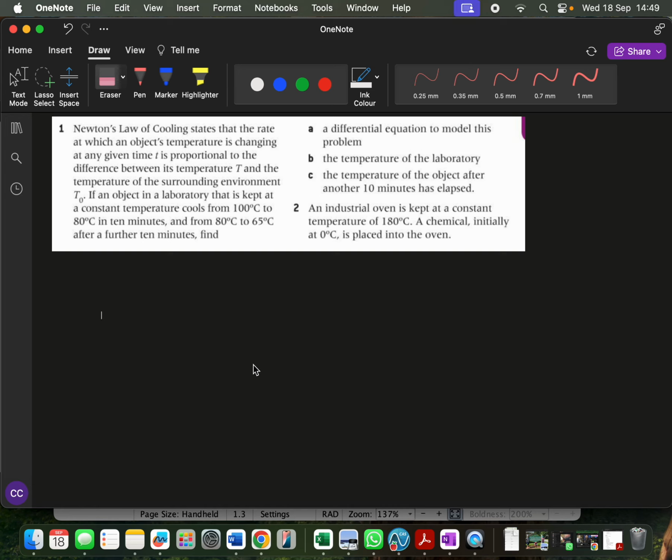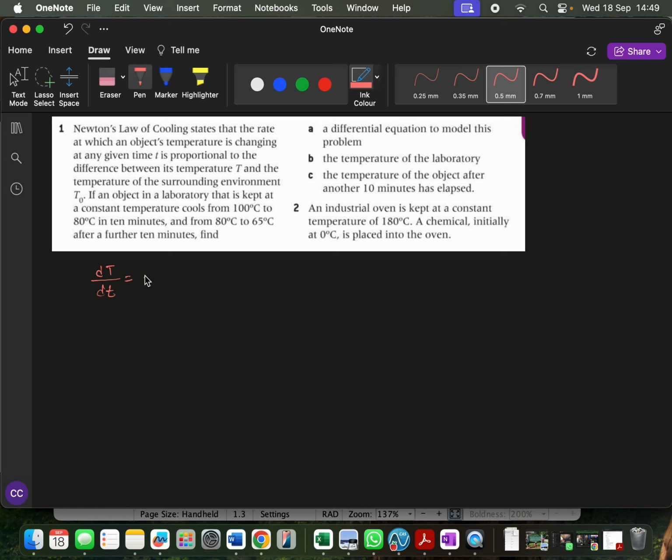Okay, this is question one from exercise 8F. That was the exercise on logistic growth. So it says that Newton's law of cooling states the rate of change, so the rate of change of something's temperature, let me do that as dT/dt, is proportional to the difference between its temperature and the temperature of the surrounding environment.